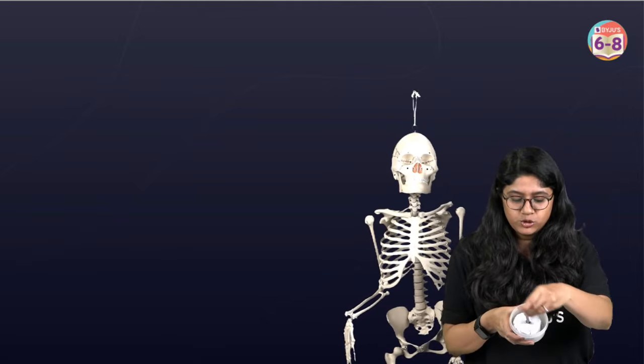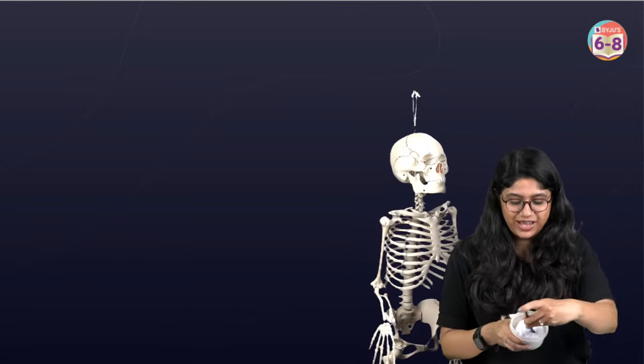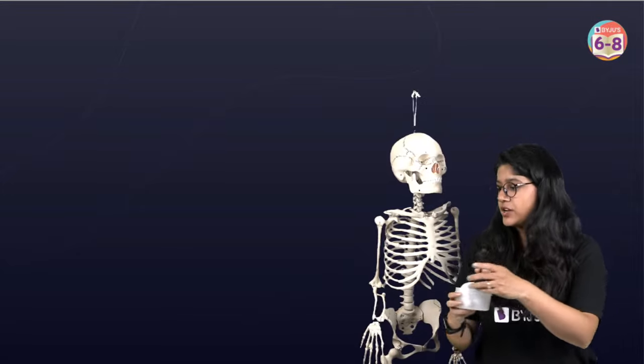What we have to do is fix it in the center. And now if you see, it moves like this. Right? It moves like this. Basically, we need to put a little bit of stability and yes, very good everyone. So this is of course a ball and socket joint.